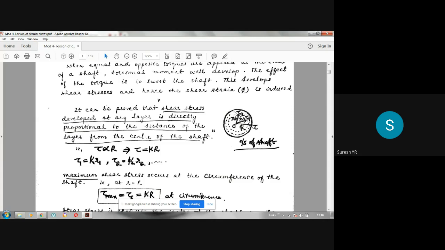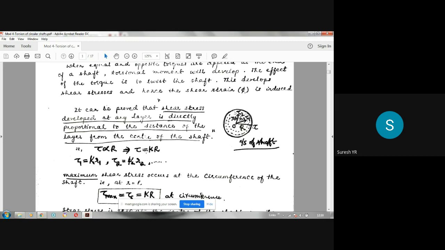Where does that maximum shear stress occur? Maximum shear stress occurs at the circumference of the shaft. So if you take different radius here, you will be having different values of shear stress. From the center, as you move in the radial distance, when the value of radius increases, your tau value also will increase. So shear stress keeps increasing. As radius increases, shear stress increases. So mathematically it can be written like this: tau is directly proportional to r.